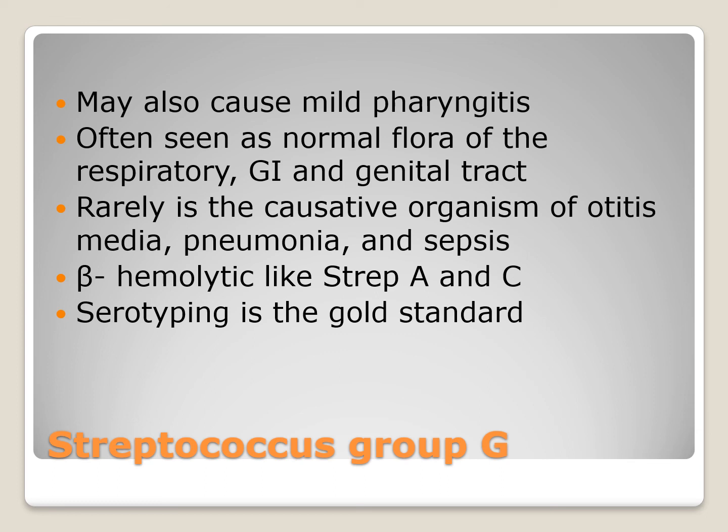Once in a while, it can cause otitis media, which is a middle ear infection, pneumonia, and septicemia. Like strep A and strep C, it is beta hemolytic, and the gold standard for identifying strep group G is by serotyping it. All beta streps that are unknowns can be serologically typed with all Lancefield groups to find its identity.